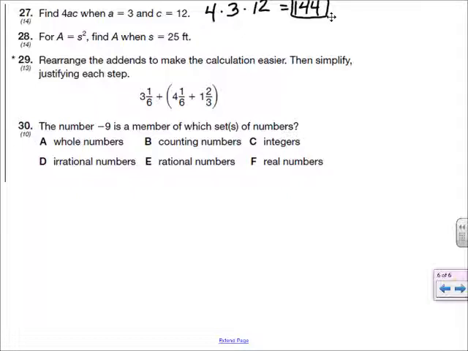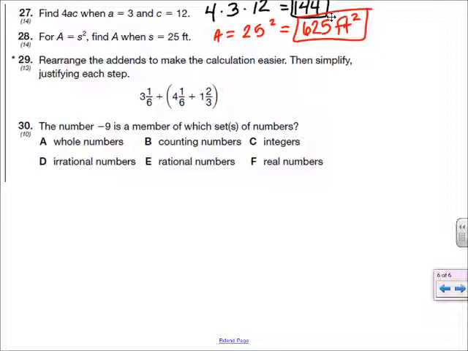For A equals S squared, find A when S equals 25 feet. So the area equals the side squared for a square, and they gave us that S is 25. So A equals 25 squared. So 25 times 25 is 625. And then feet squared, since the units are feet and it's area, they're squared.